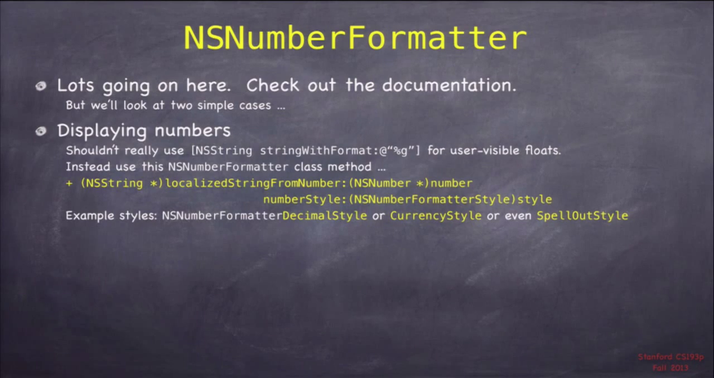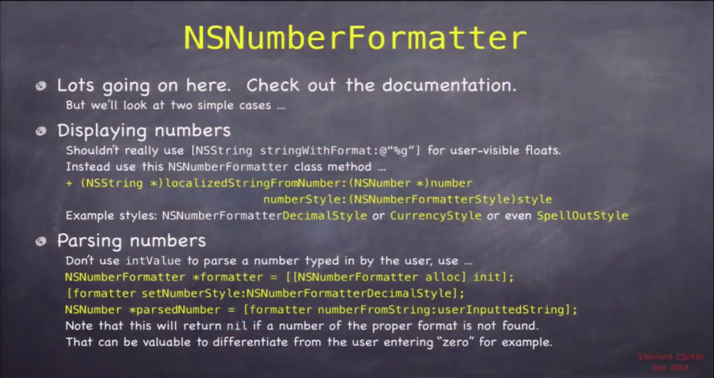And that'll give you back a string that you can put in the UI that will display the number in a way that's appropriate for the locale you're in. Especially, again, a large number like one million in the US might be 1,000,000.00, whereas in Great Britain it'd be formatted differently. And so this would get that right.